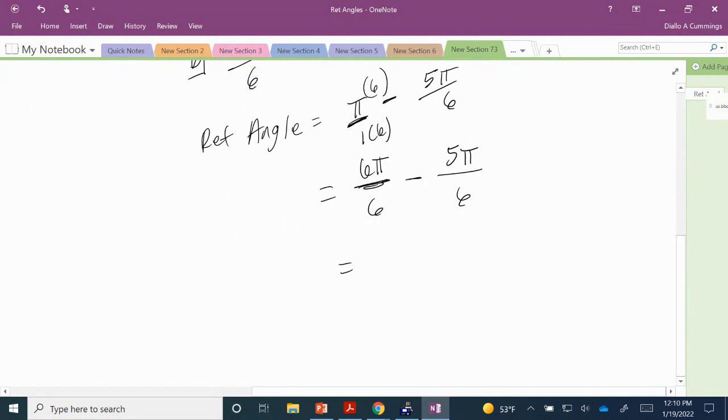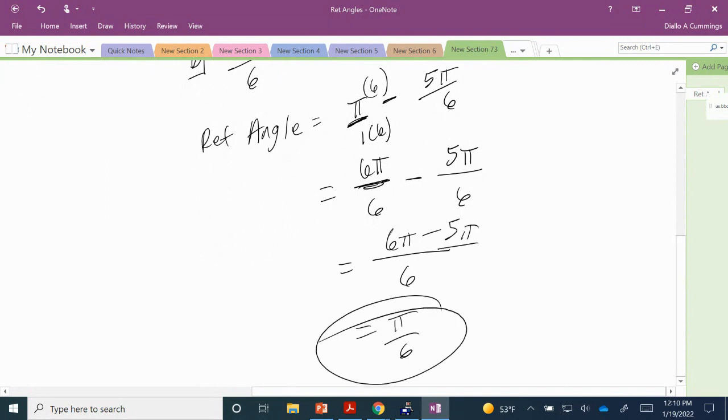So now we want to subtract two fractions. So we keep the common denominator, we combine the numerators, and we have a reference angle of pi over 6. Right, so pi over 6 and 5 pi over 6 are reference angles.